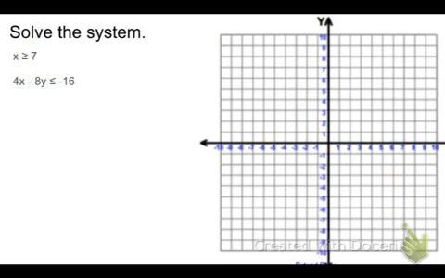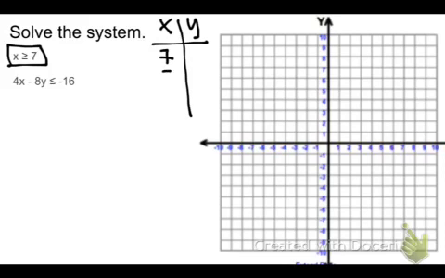All right, ladies and gentlemen, take a second to jot down this system. Make sure you have a piece of graph paper as well. I'm going to go ahead and start by graphing the first inequality. X is greater than or equal to 7. If you remember way back a long time ago, when we learned how to graph, we graphed vertical and horizontal lines using a table. And I know it's a vertical or horizontal line because there's only one variable. So I substitute my values, 7 in for X, and then I select 3 values for Y.